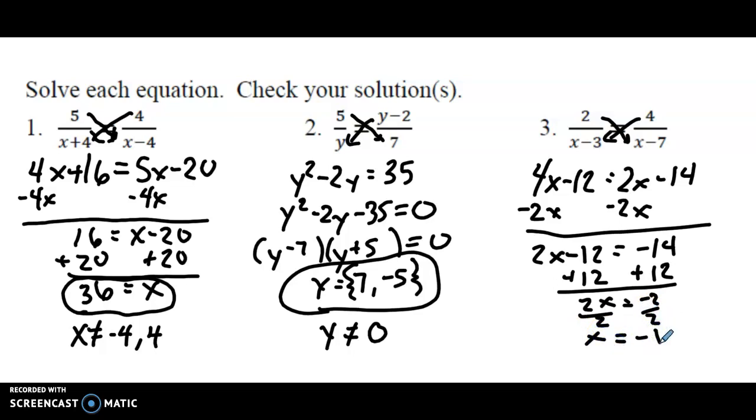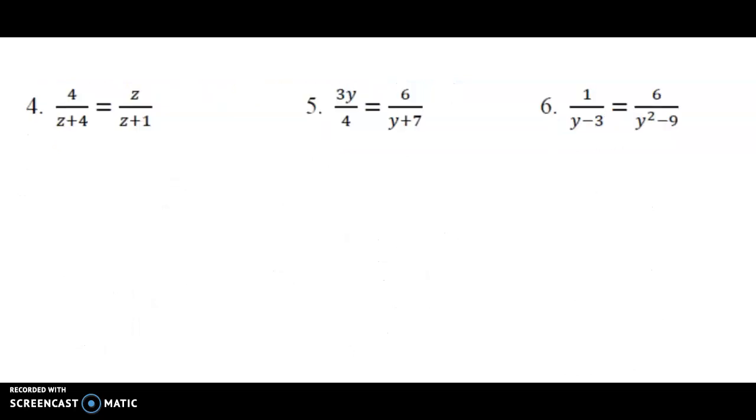All right, let's check my excluded values. Over here it can't be 3. And over here it can't be positive 7. So my answer is correct. All right, let's take a look at number 4.